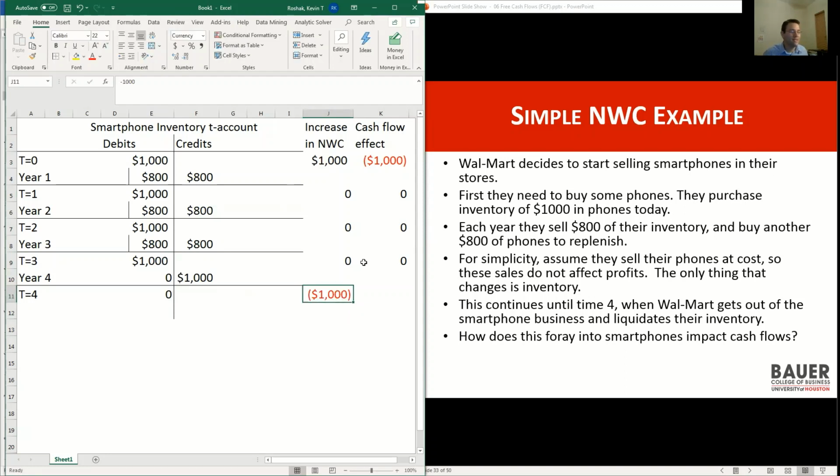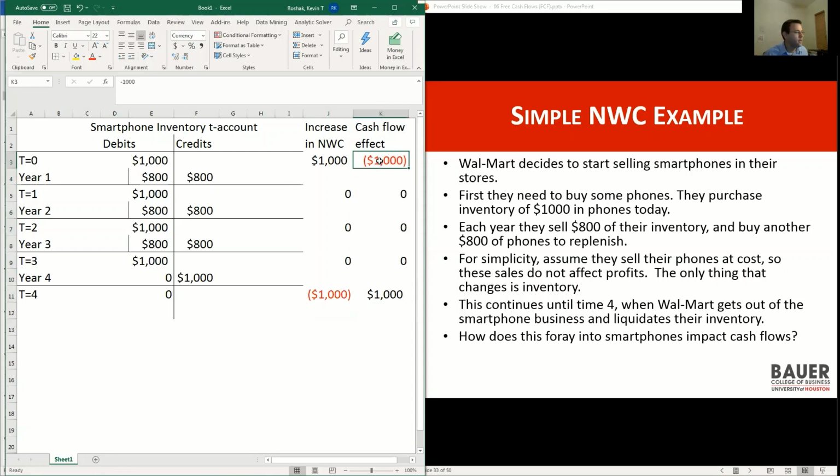Net working capital went down by 1,000. So it's a negative increase. The cash flow effect is going to be the opposite. It's going to be negative of that, cash flow effect is going to be 1,000. They extracted the $1,000 out of the business when they liquidated everything.